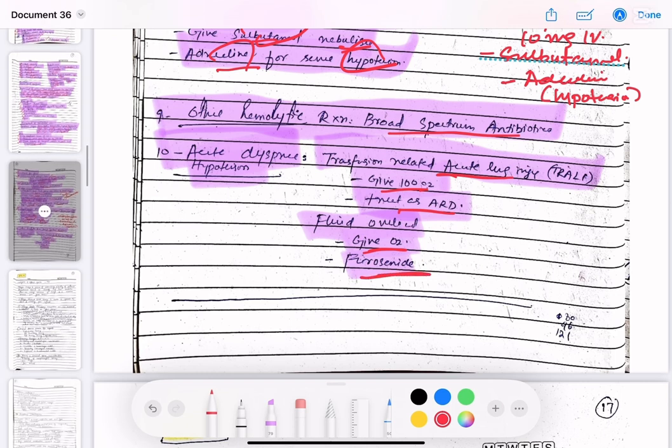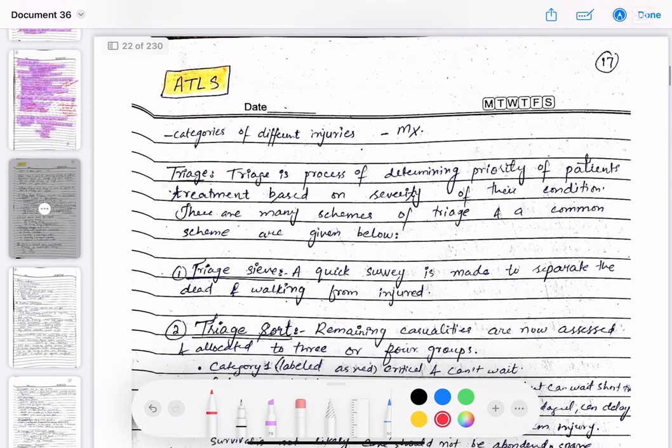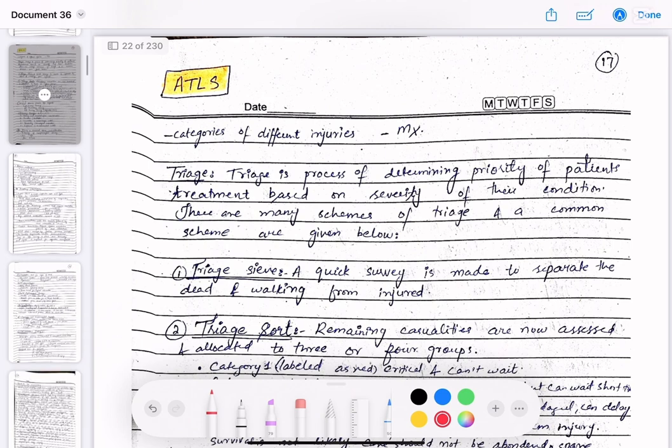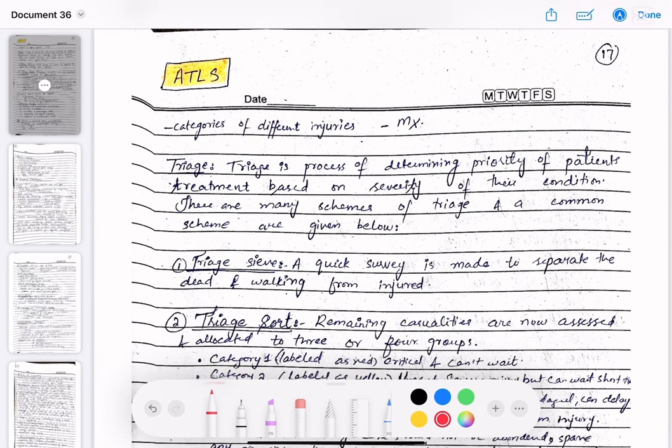Okay, now coming towards the next topic, that is ATLS, advanced trauma life support. So what are the categories of different injuries and what is the management we will learn in this unit. So what is triage? Triage is the process of determining the priority of patient's treatment based on severity of their condition. There are many schemes of triage and a common scheme is given below.